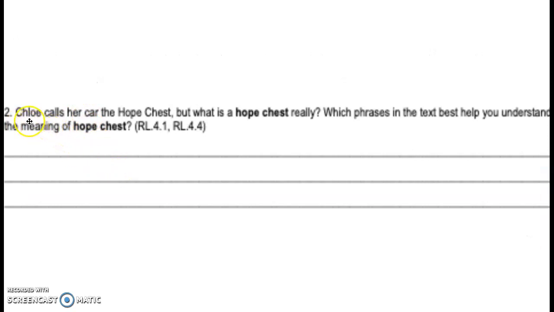Number 2, Chloe calls her car the Hope Chest. But what is a hope chest really? Which phrases in the text best help you understand the meaning of the hope chest? Please pause the video and write down what you think. When you're ready for the answer, press play.